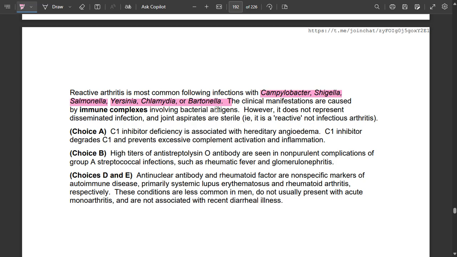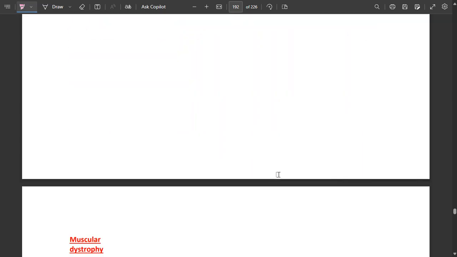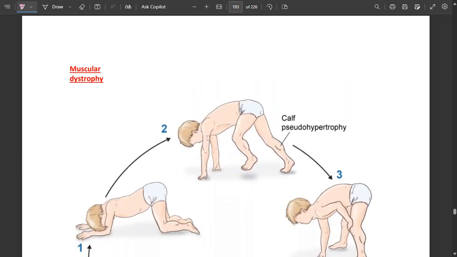Antinuclear antibody and rheumatoid factor are non-specific markers of autoimmune disease, primarily SLE and RA respectively. Anti-ENA and rheumatoid factor are more specific for SLE and RA. These conditions are less common in men, do not usually present with acute monoarthritis, and are not associated with recent diarrheal illness. So if there is diarrhea, then okay.